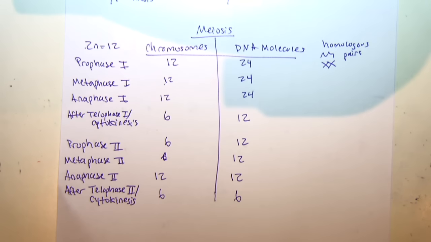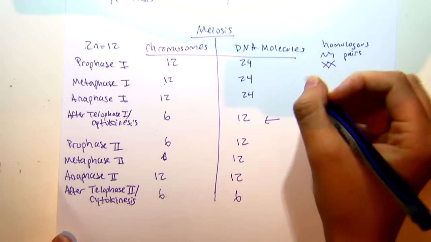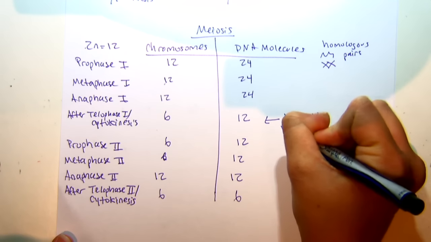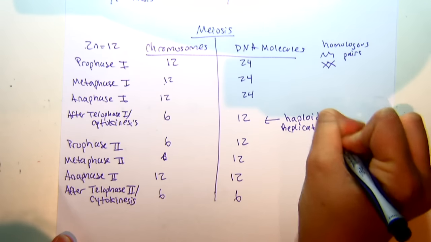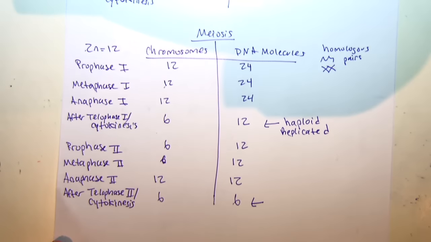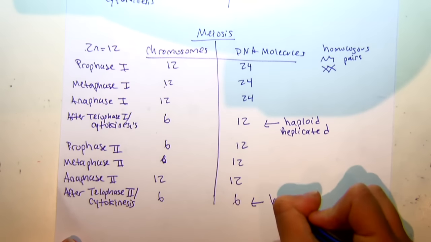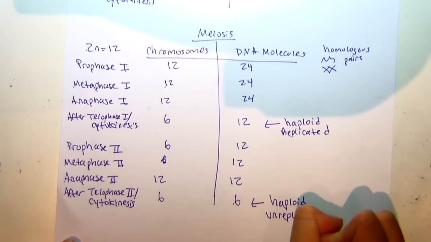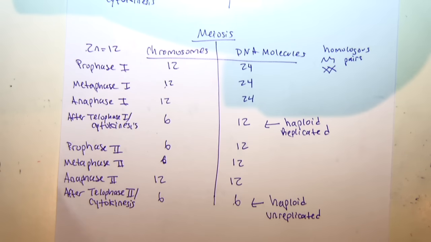So at the end of meiosis 1, we are haploid, but our chromosomes are still replicated. At the end of meiosis 2, we are haploid, but now our chromosomes are unreplicated. Whenever we have replicated chromosomes, there'll be double the number of DNA molecules per chromosome. And whenever we're unreplicated, the number of chromosomes and DNA molecules is the same.